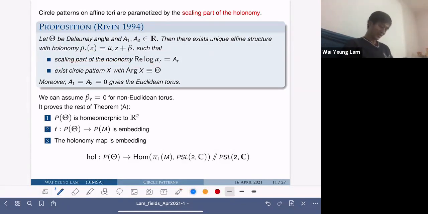Usually the scaling part is the magnitude of alpha, but if you take the log of alpha, that is just the real part.